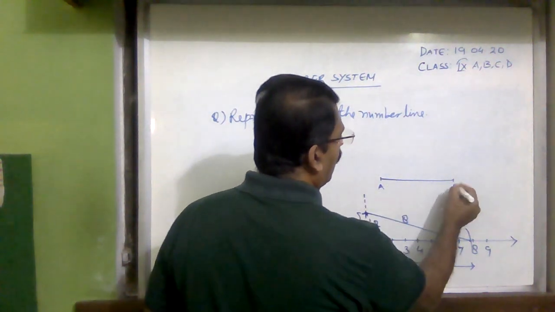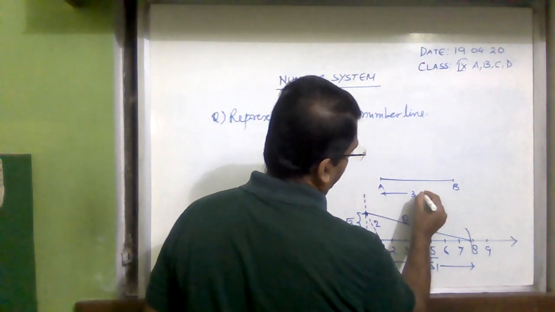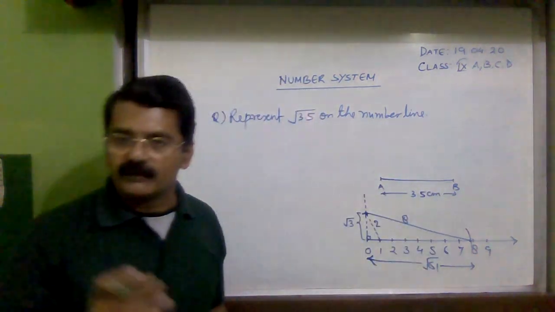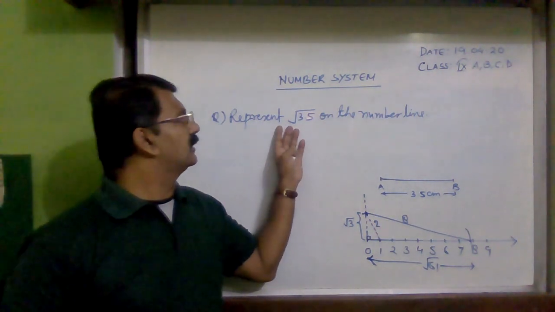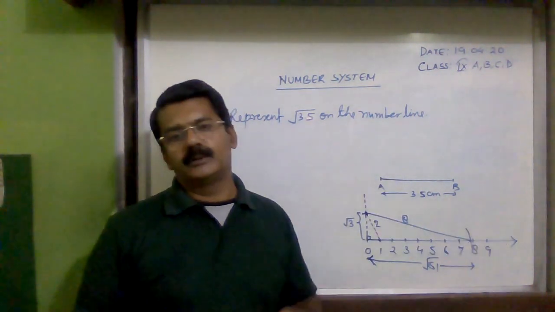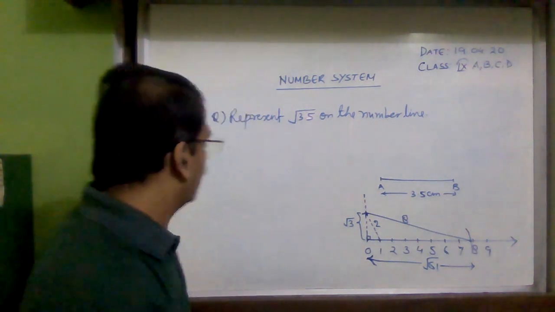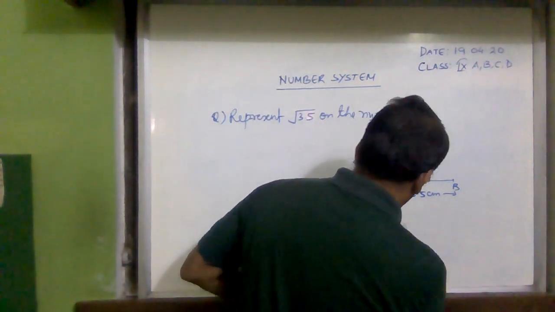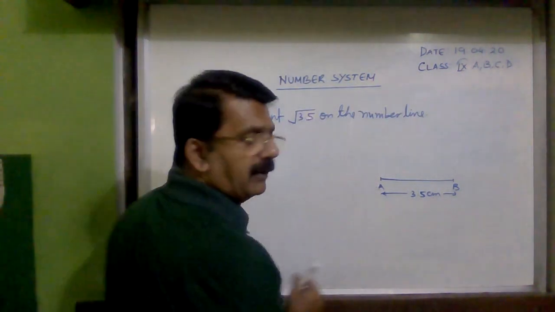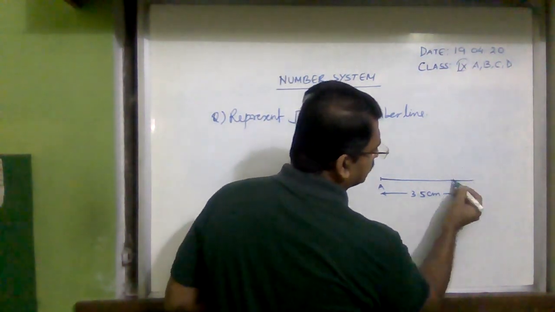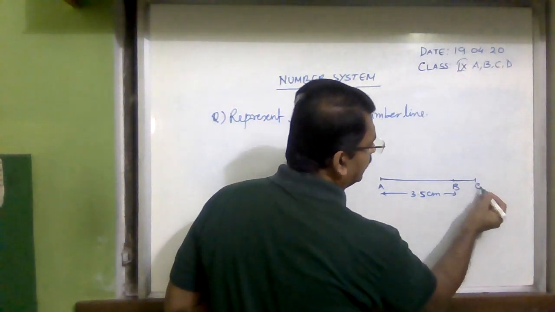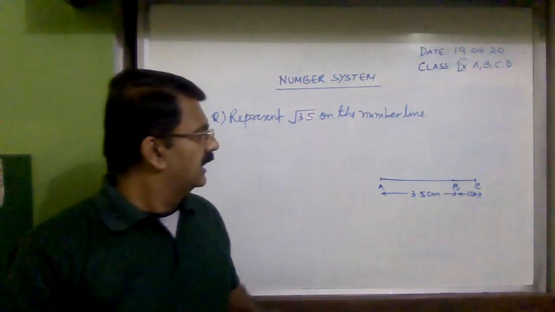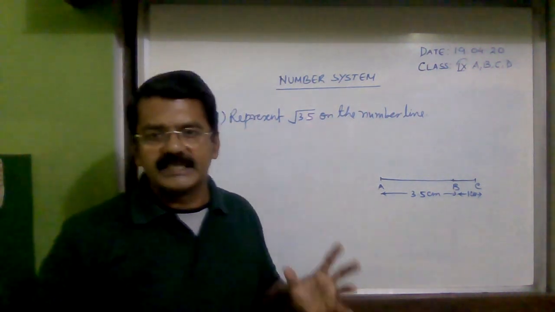AB of length 3.5 centimeter. Now if there is under root 4.7, then you have to draw a line of length 4.7 centimeter. If it is under root 8.9, then you have to draw a line AB equal to 8.9 centimeter. Clear? Now, you have to extend this line AB to point C, and this length BC should be 1 centimeter.